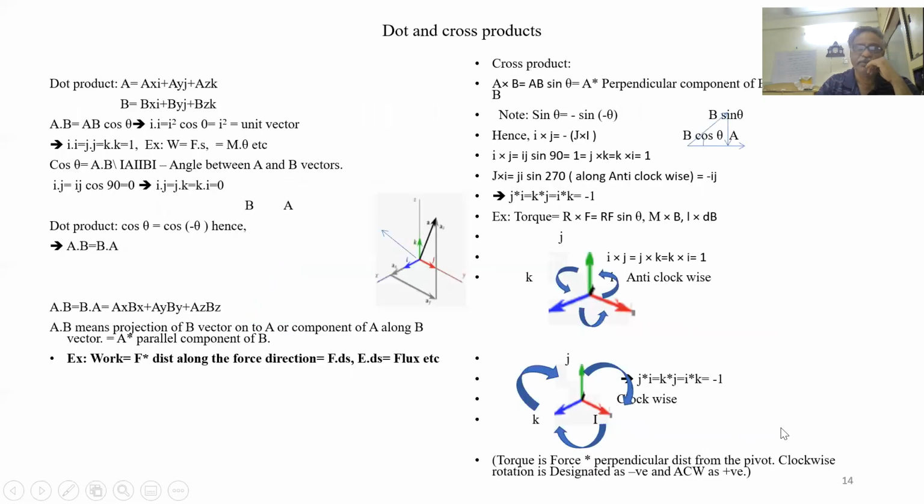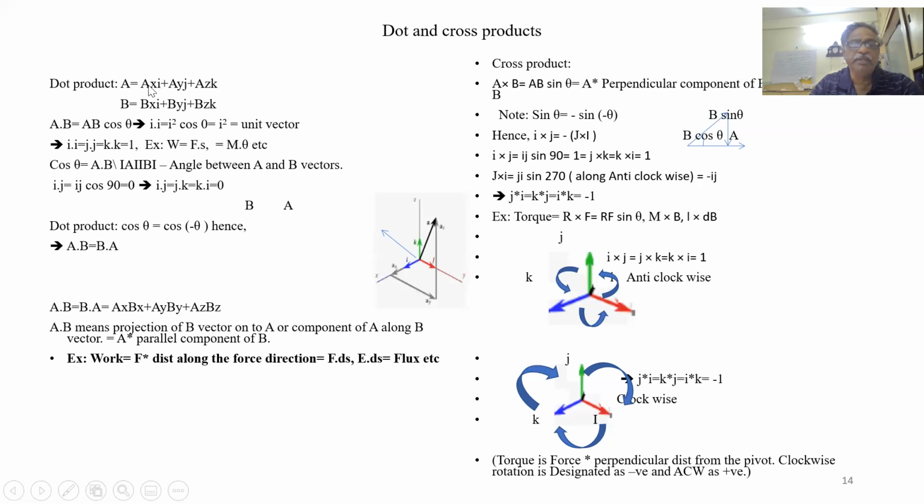Let us understand dot and cross product. Dot product. A has AX along the x direction, AY along the y direction, AZ along the k direction. Similarly, B. Now A dot B is AB cos theta. So I am multiplying A and B. So AX I into BX I, so I cos 0. I dot I is I square and cos 0 is 1. So this is a unit vector along I.